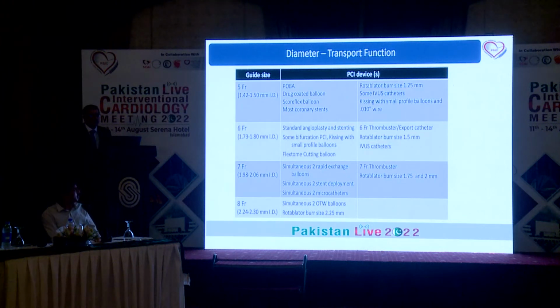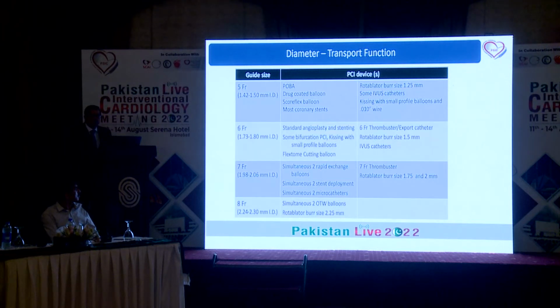It shows the size of the guide and the internal diameter. It's easy to remember that if you are taking the 5 French guide, the internal diameter would be 1.5. If you're taking 6 French, the internal diameter would be 1.75. If you're taking 7 French, it would be 2. And if you're taking 8 French, it would be around 2.25.